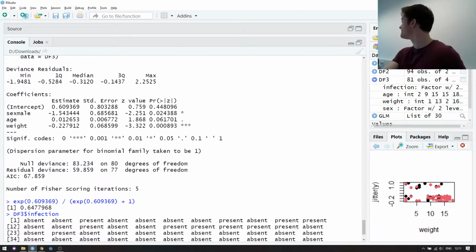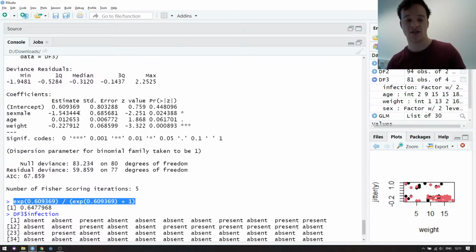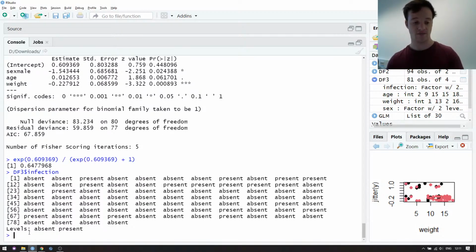Yeah? So in between brackets, we just have to put the first estimate minus the estimate for sex male, and then the result of that will be calculated. Yeah, exactly. So I want to apply this entire back transformation to the sum of the intercept and the estimated slope for males. So let's do that.